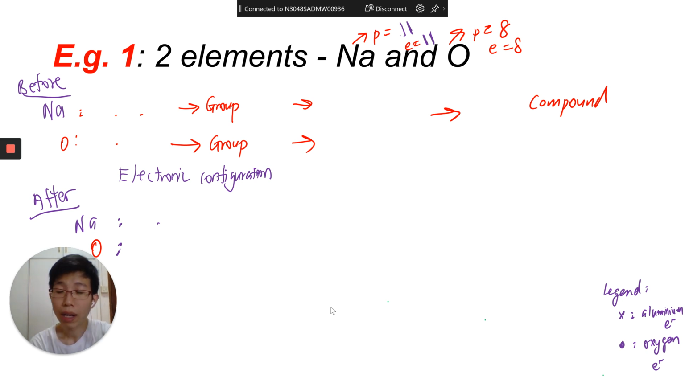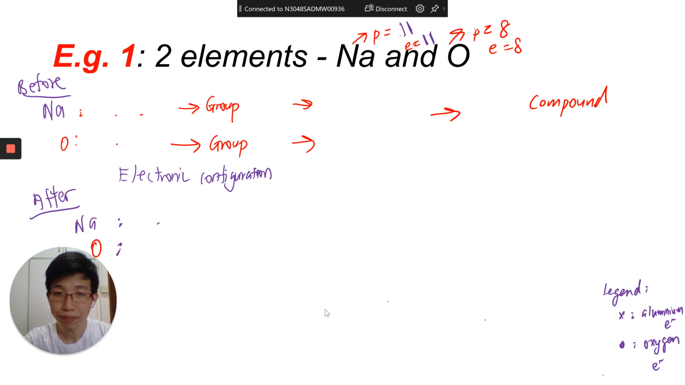In this video, I'll show you how to draw the diagrams for an ionic compound or a covalent compound. First things first, let's check what the two elements are that we are dealing with. We are dealing with sodium and oxygen. In order to know the number of electrons of these two elements, we first have to determine the number of protons by looking at the periodic table.